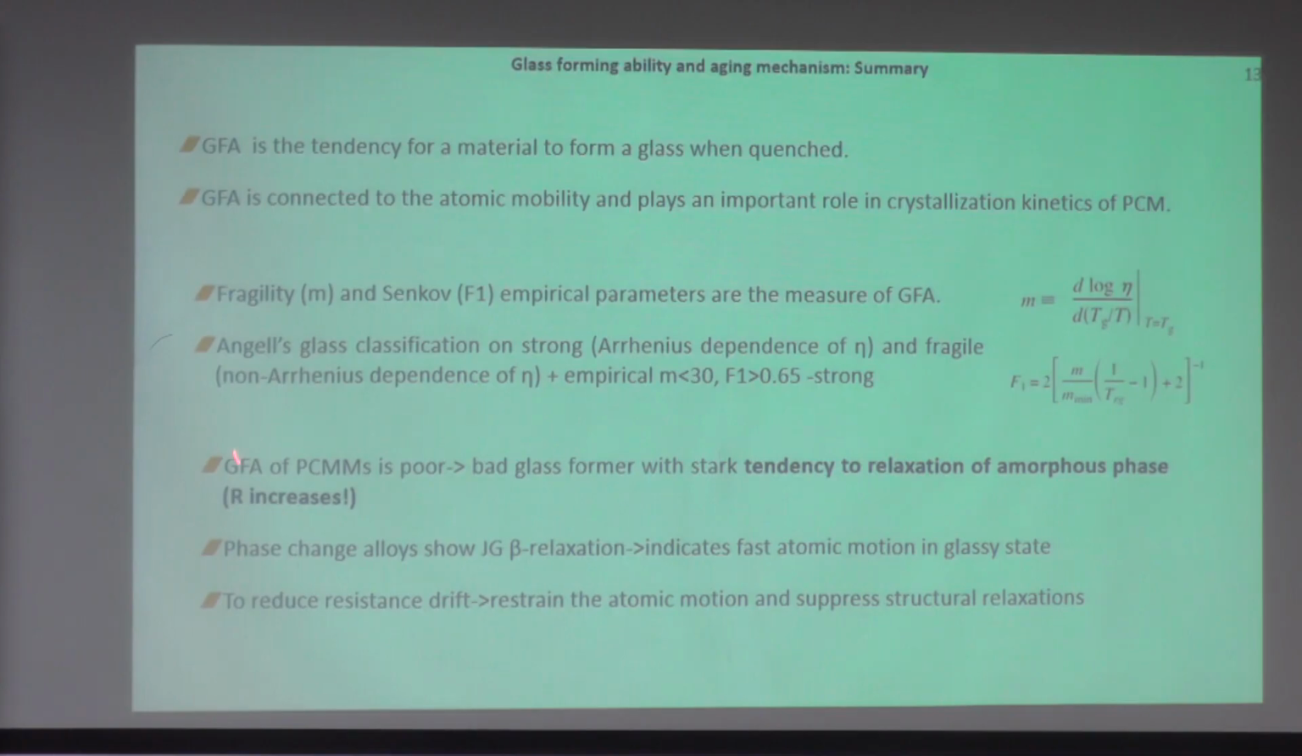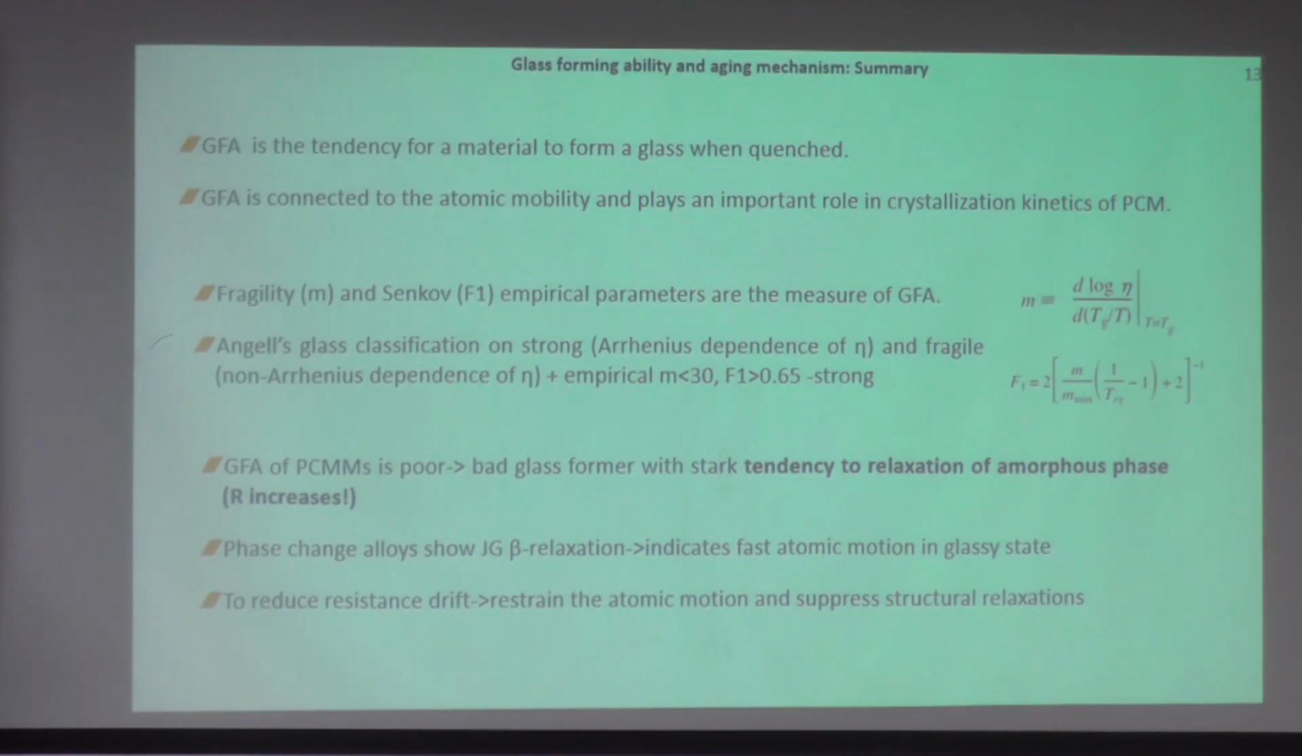Phase change materials like GST have poor glass forming ability, so they are bad glass formers, and they have a strong tendency to relaxation of the amorphous phase. So please think about this: the measured resistance is increasing with time. The phase change alloys also show beta relaxation, and this is an indication of fast atomic motion in the glassy state. And to reduce resistance drift, you should restrain this atomic motion and suppress structural relaxations.